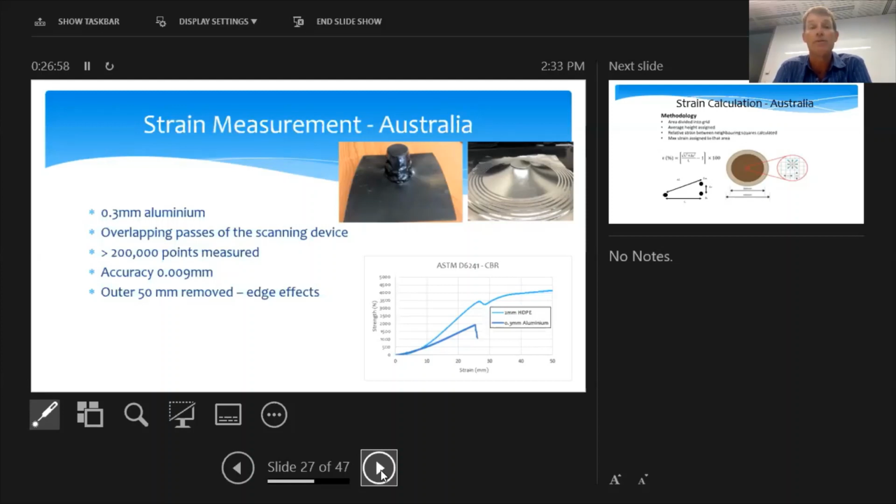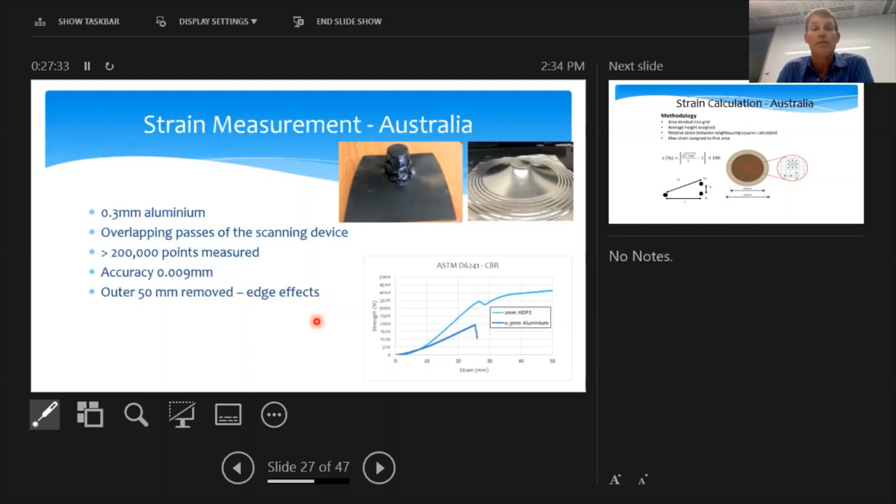So we've gone down the route of using aluminium, a very thin aluminium, and what you see on this graph down the bottom here is the stress strain curves in a CBR application of an aluminium versus a 2 mil HDPE, and until about 10% strain, they almost sit on top of each other. So there's very little difference between aluminium and HDPE up to about 10% strain. After that, HDPE gets a little bit stronger and the aluminium gives less resistance. So we're comfortable with running with that aluminium.